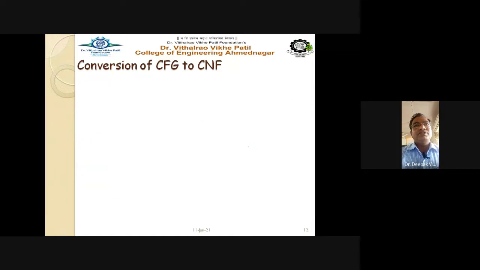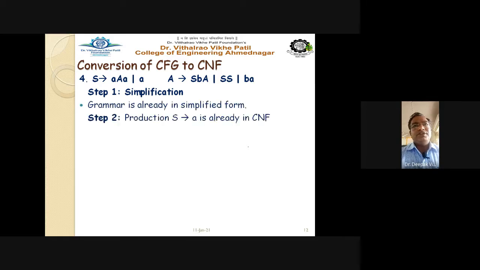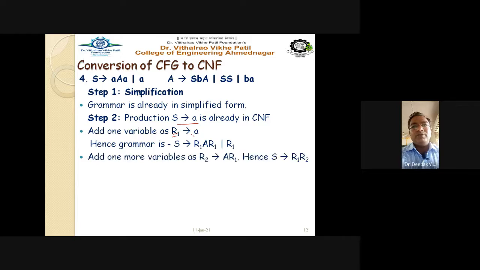Let us see one more example. Okay, simplification is used, and A gives SBA. The production A gives a is already in a simplified form, so it is already in CNF. So what we have to do here, we are adding directly one new variable, that is R1 produces small a. So hence the grammar becomes R1 A R1, for example. So add one more variable R2 for AR2. This term is now replaced by AR2. So the grammar becomes S gives R1 R2 here. So that's all about this particular term, that is S.